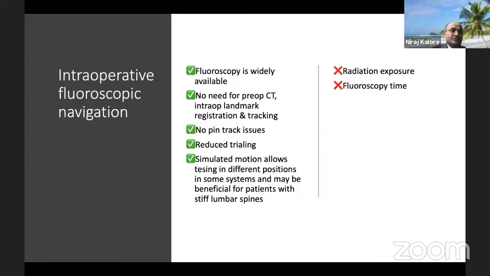Additionally, because it gives you feedback on how the hip would be with a different length, different offset, it reduces trialing and consequently may reduce the OR time as well. And additionally, like I mentioned, for stiff spines, it has simulated motion, which can be of benefit. The downside is that there is radiation exposure, there is fluoroscopy time. Sometimes there can be contamination issues because of the fluoroscopic arm if it's not properly draped.